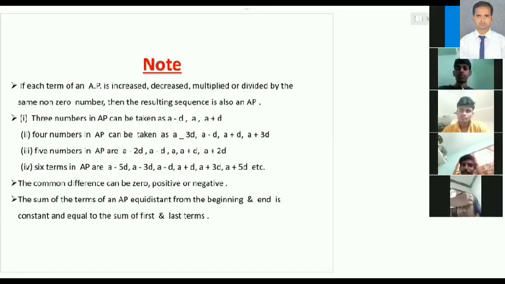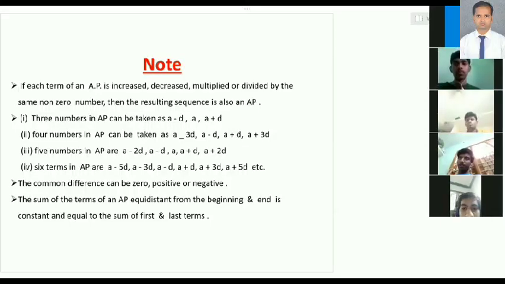Same like this, if you have to take four numbers in AP, we can take A minus 3D, A minus D, A plus D and A plus 3D. Similarly, five numbers in AP we can take as A minus 2D, A minus D, A, A plus D, A plus 2D. Six numbers we can take in AP as A minus 5D, A minus 3D, A minus D, A plus D, A plus 3D and A plus 5D. And so on you can do. Maximum up to four or five numbers they will ask. They won't ask more than this.